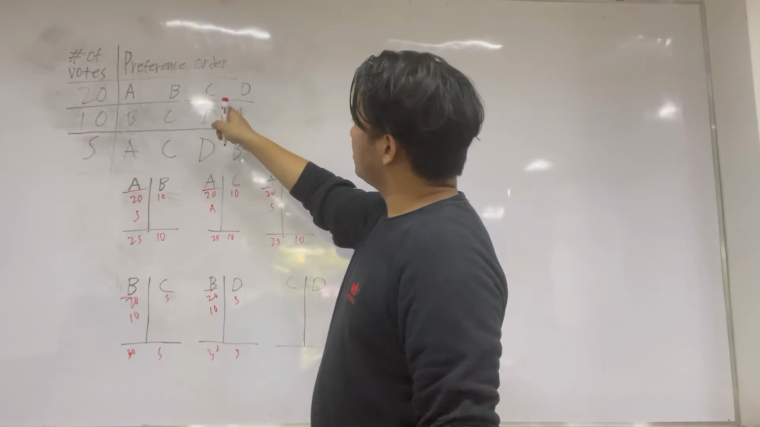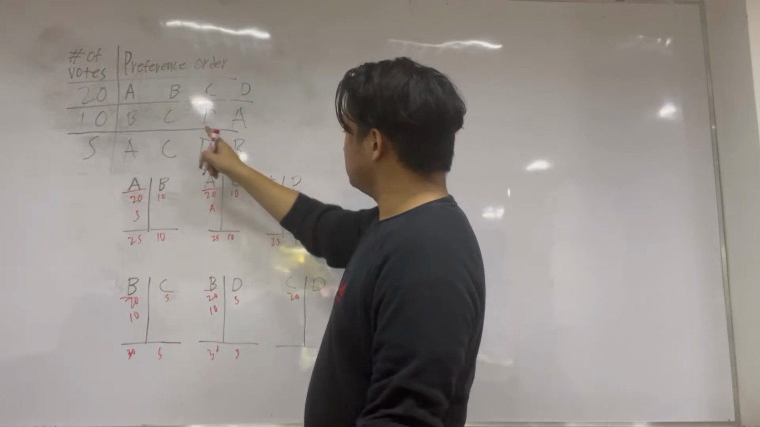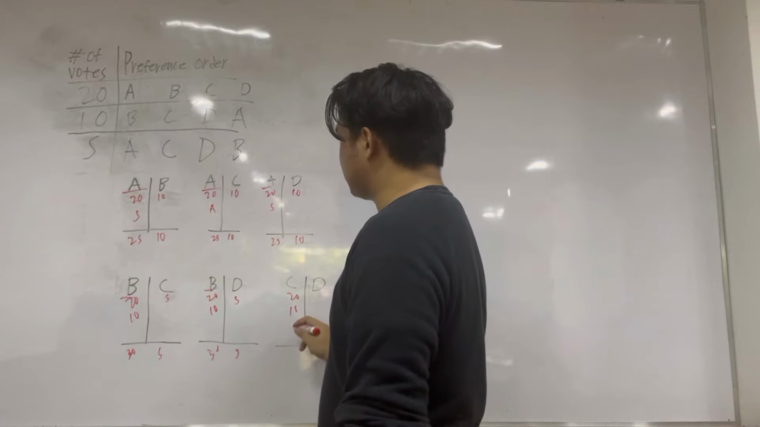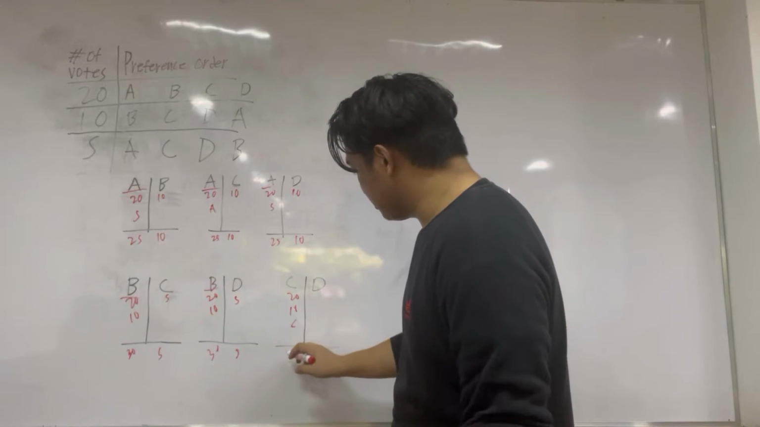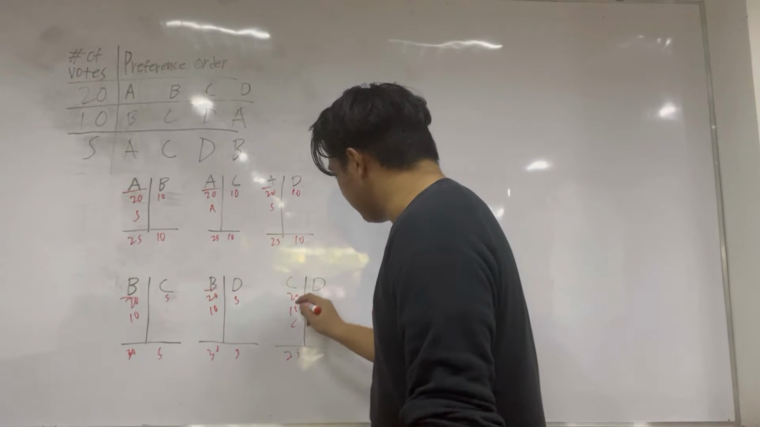And lastly, C versus D. So, 20 prefers C, 10 prefers C, and 5 prefers C. So overall, C wins with 35 votes.